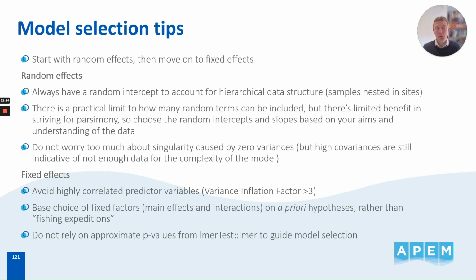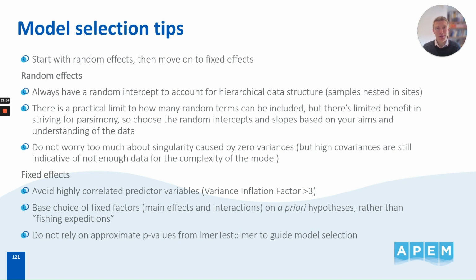Because mixed effects models are very efficient at accounting for random variation from site to site, there's actually limited benefit, from a practical point of view, in trying to have a parsimonious model. And there is a school of thought that you should try to choose your random intercepts and slopes based on the aims and understandings of the data. That said, there will be a practical limit, and if your model is too complex for the amount of data you've got, you will hit model fitting issues.